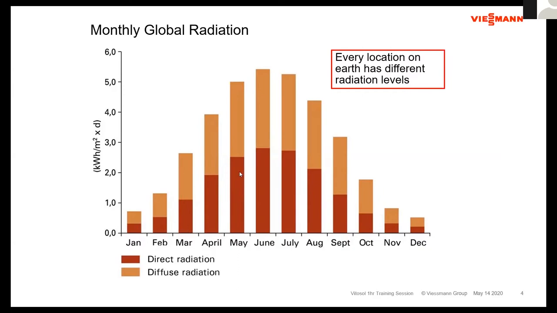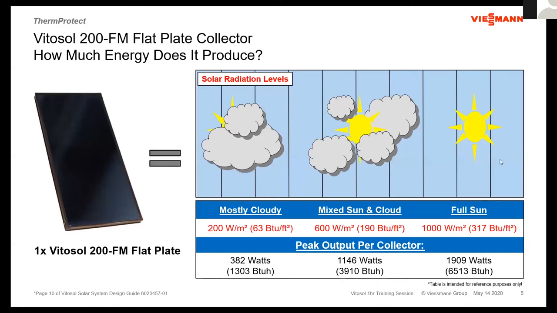And we also have to look at direct versus diffuse radiation. Direct radiation would be a clear sunny day. We just talked about a clear sunny day when it's 20, 25 degrees C out there, in the 70s to 80 degrees Fahrenheit. When that sun hits the surface, we're dealing with about 1,000 watts per square meter, 317 BTUs per square foot. That's the constant I just mentioned in the previous slide.